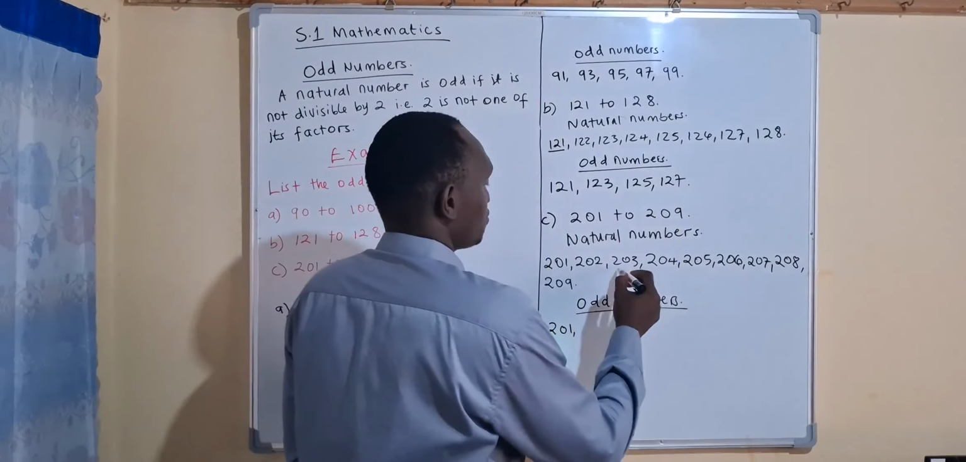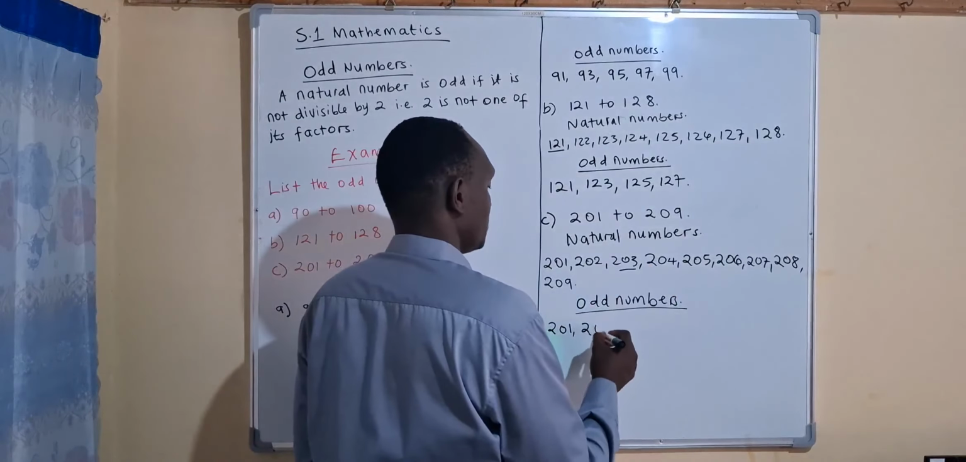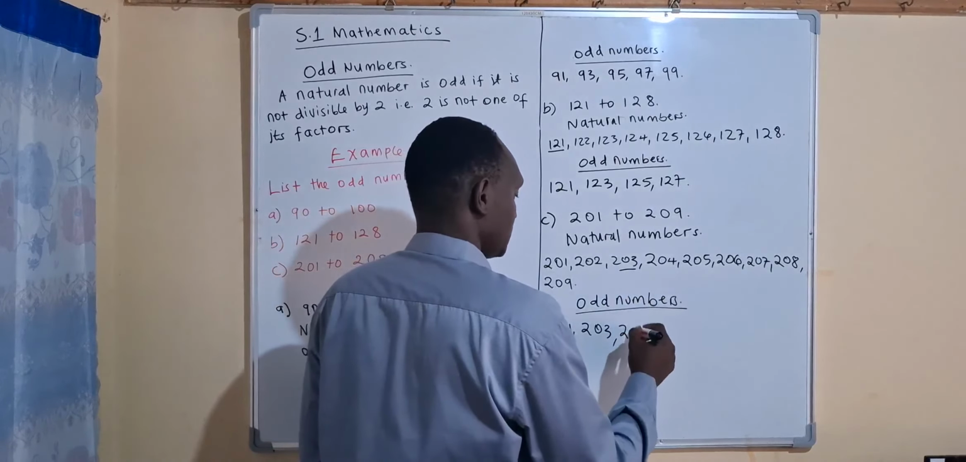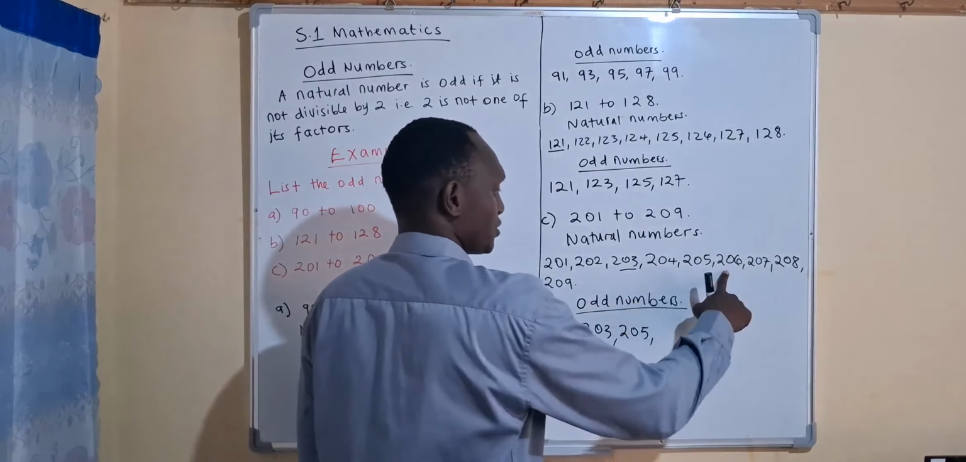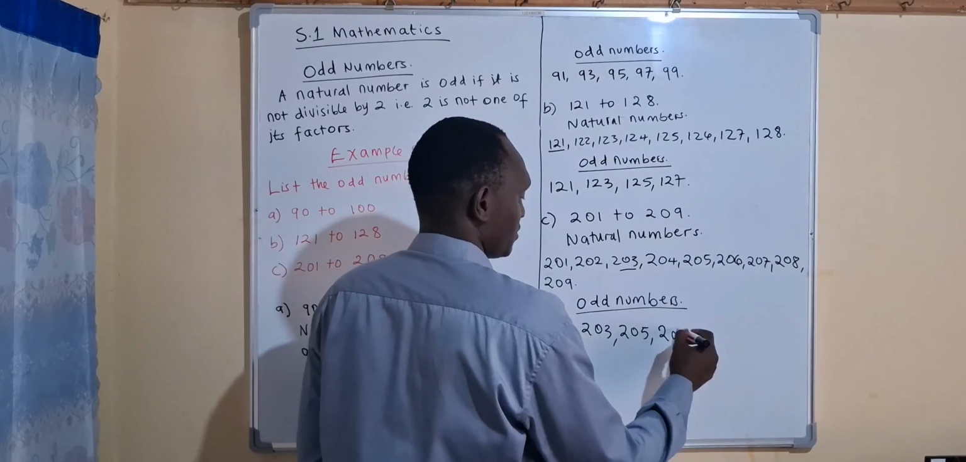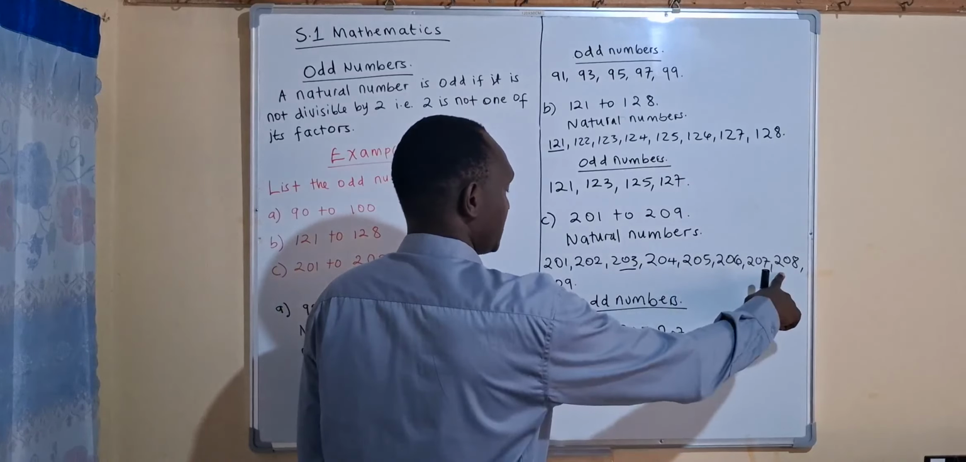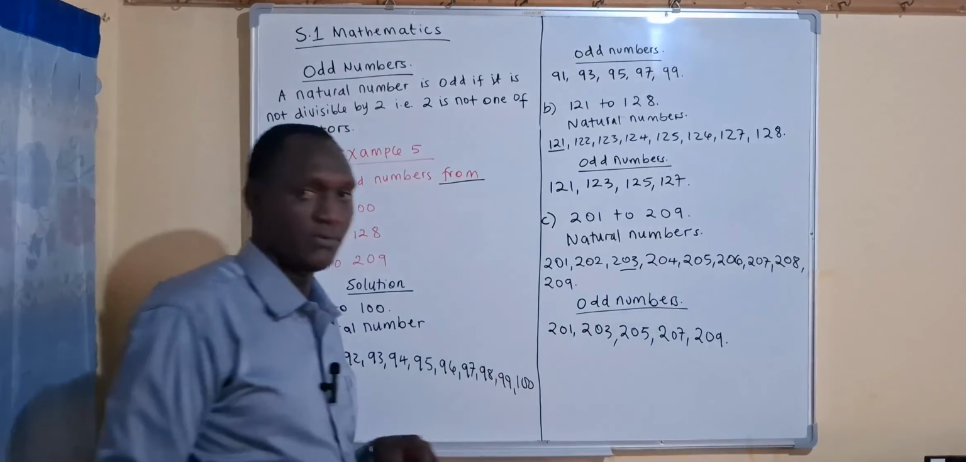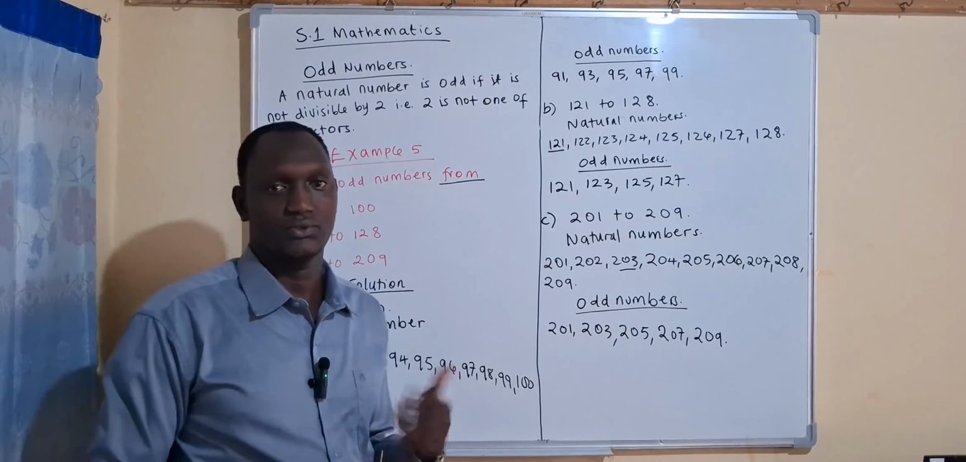So 203 is odd, 204 is even, 205 is odd, 206 is even, 207 is odd, 208 is even, then 209 is odd. So this is the solution to example 5.